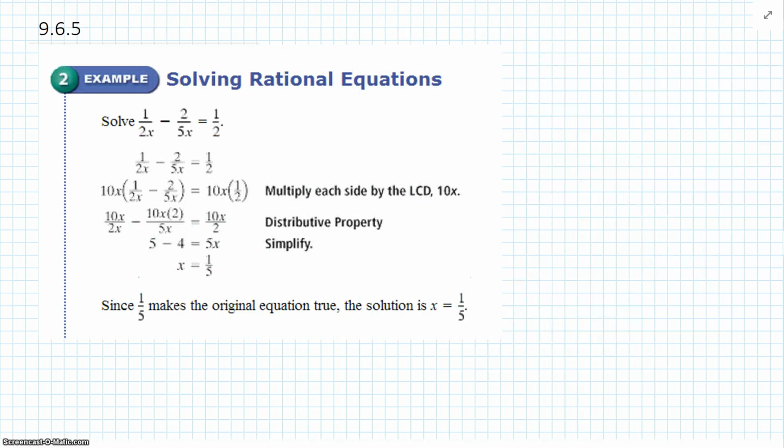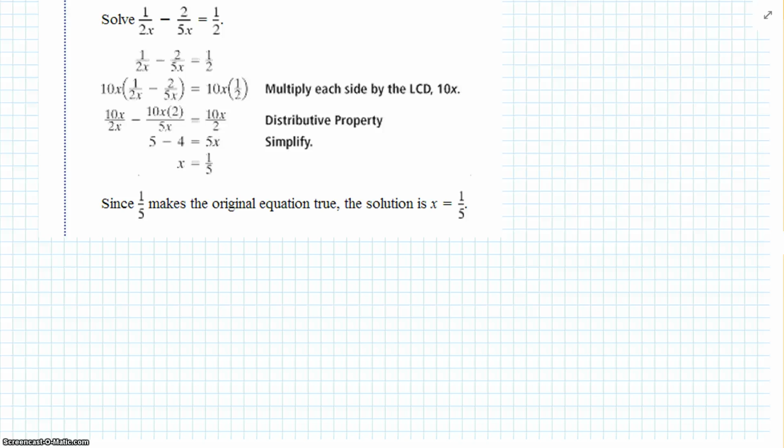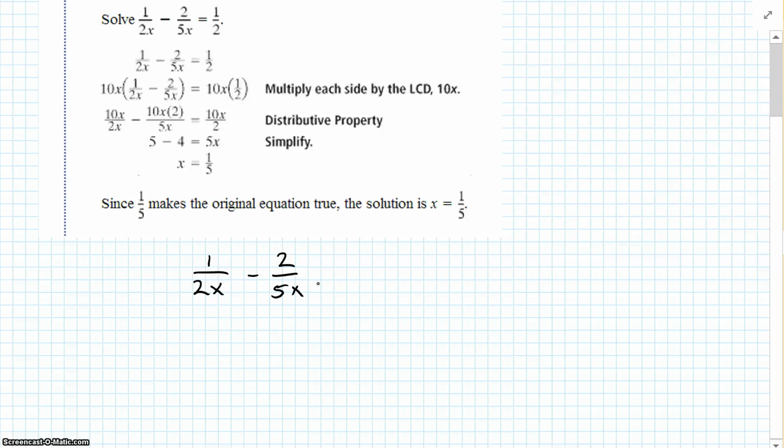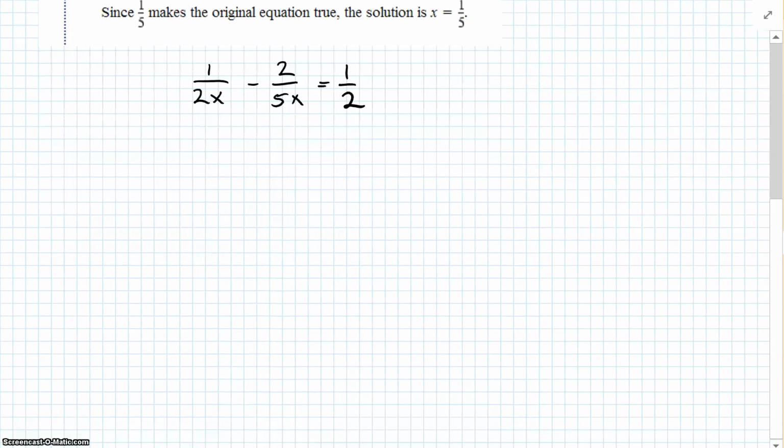Okay, next example. Example 2, solving rational equations. So it says solve 1 over 2x minus 2 over 5x equals 1/2. So let's rewrite that. 1 over 2x minus 2 over 5x equals 1/2. Well, can we find the least common denominator to get rid of all the fractions? Well, I have an x, I have a 2, and I have a 5. So 2 times 5 times x, what will that be? That gives us 10x.